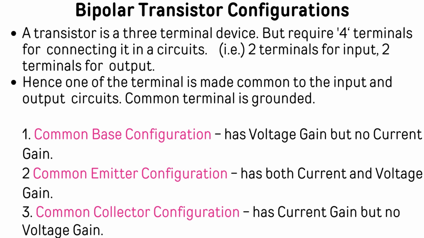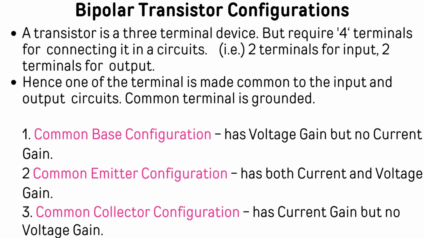Hence, one of the terminals is made common to the input and output circuit. The common terminal is grounded. The first configuration is common base configuration, which has high voltage gain but no current gain. The second one, common emitter configuration, has both current gain and voltage gain. Common collector configuration has a current gain but no voltage gain.